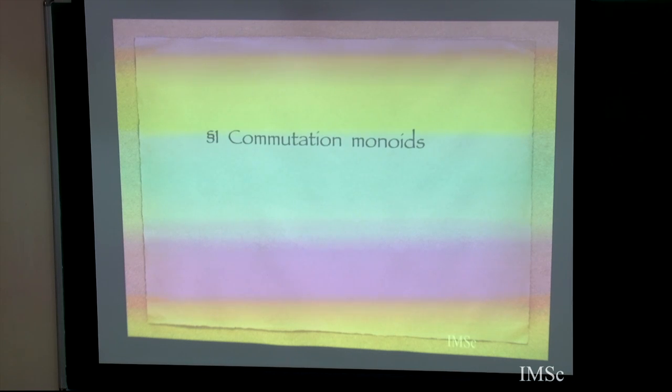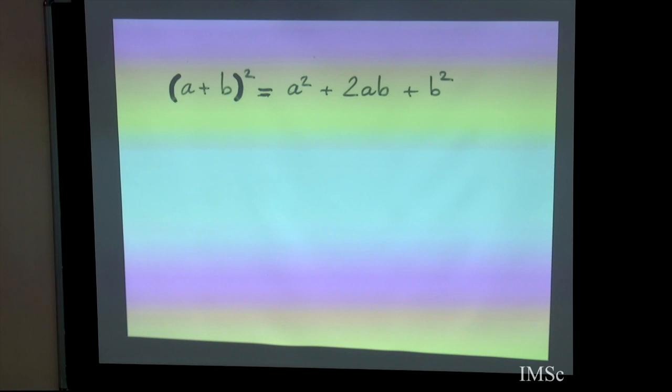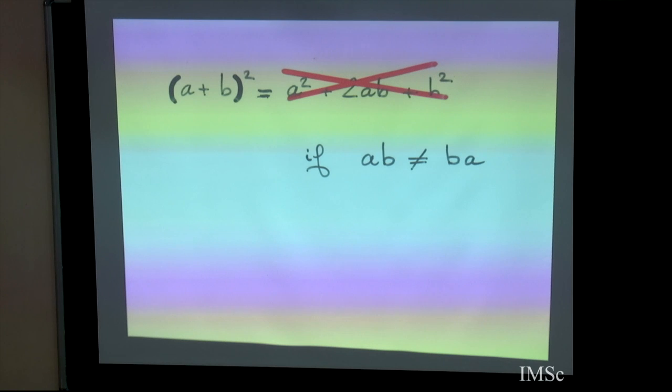So first, what is a commutation monoid? I will start slowly. Everybody knows this identity, but maybe it is not true, because if AB is different from BA, then you have this identity.